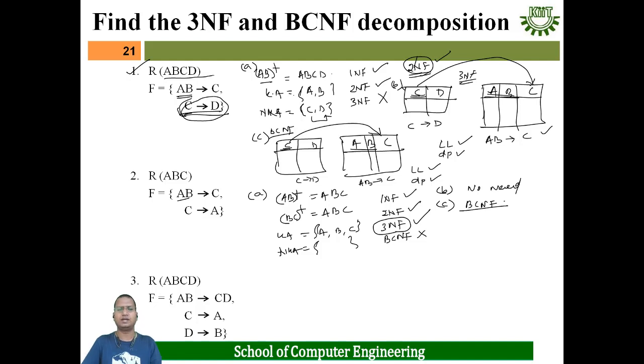Which one is creating the problem? We have to see. AB determining C is there and C determining A is there, and AB is a key. That means this is not the problem. That means C determining A is creating the problem. That's why we have to take one table using C and A attributes. In another table, except A, all other attributes will be there. That means except A, B and C will be there. Understood? And in this case, C will be the primary key.